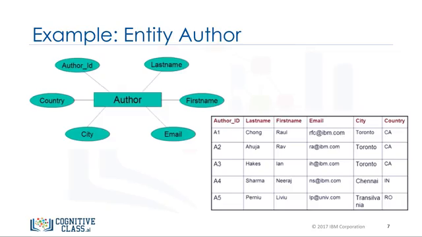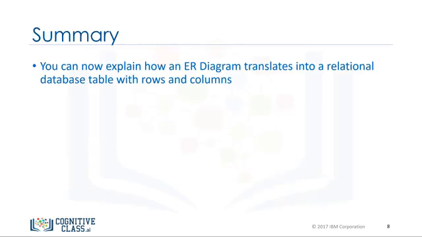For the author example, the entity author becomes the table, and the attributes get translated to columns in the table. Adding some data values into the columns completes the table. You can now explain how an ER diagram translates into a relational database table with rows and columns.